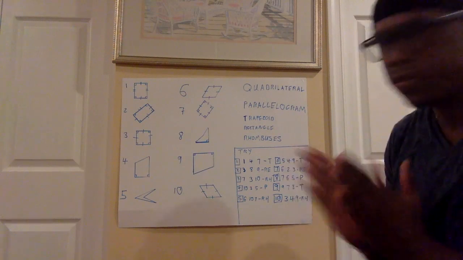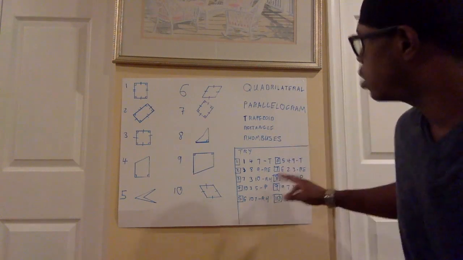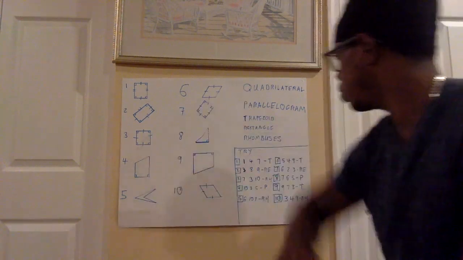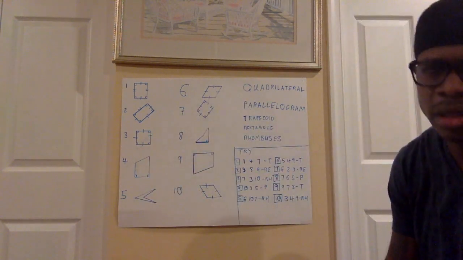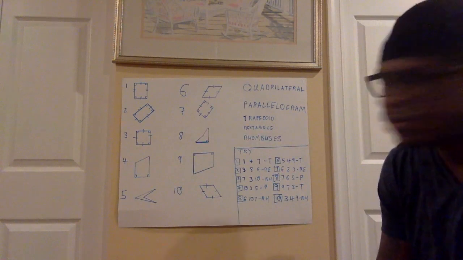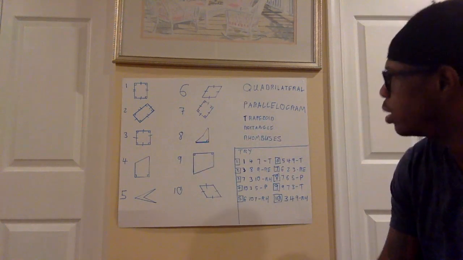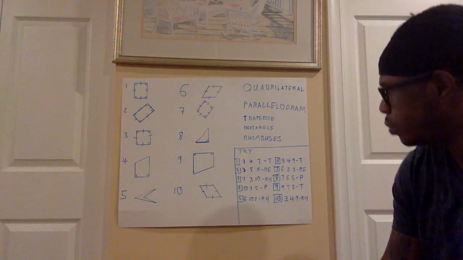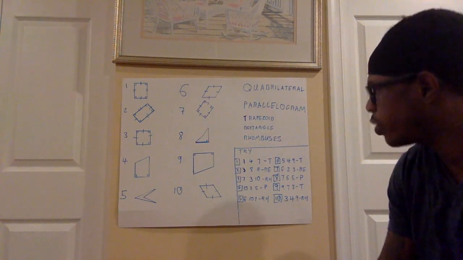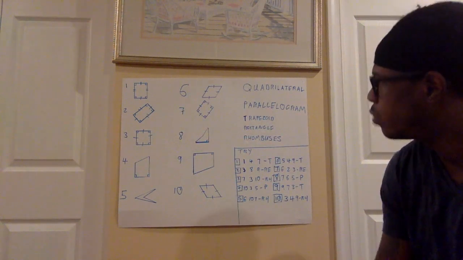Yeah, number 6 is 5, 4, 9, looking for trapezoid. Number 7 is 6, 2, 3, and we're looking for rectangle. I think I made a mistake there, sorry. But number 7 is 6, 2, 3, and we're looking for rectangle. And number 6, just to go over again, was 5, 4, 9, and we're looking for trapezoid.